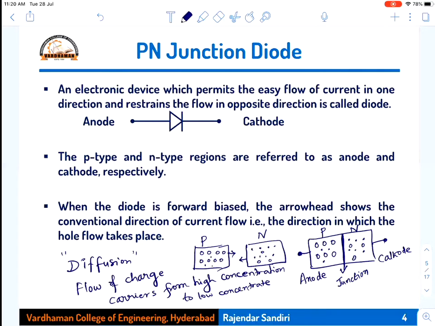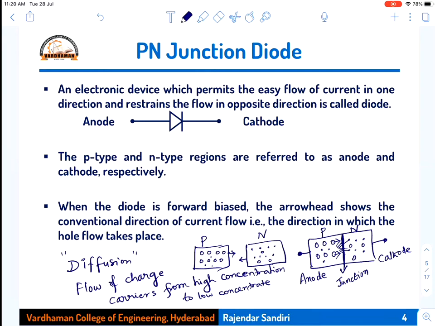Then what is the behavior of the holes on the p side? Always they try to move from the p side to the n side. So this hole is moving from the p side to the n side. Electrons are more in number on the n side and less in number on the p side. Therefore, due to diffusion, electrons will move from the n side to the p side. I'm just representing that with arrows. Holes are moving from the p side to the n side. Electrons are moving from the n side to the p side.